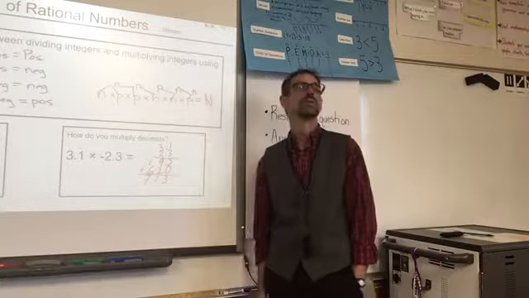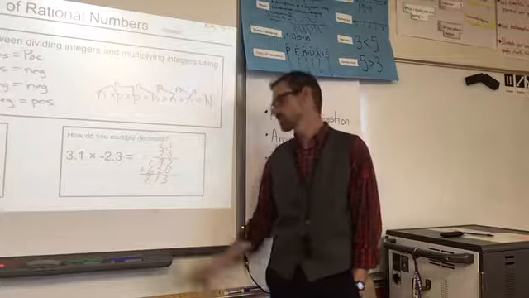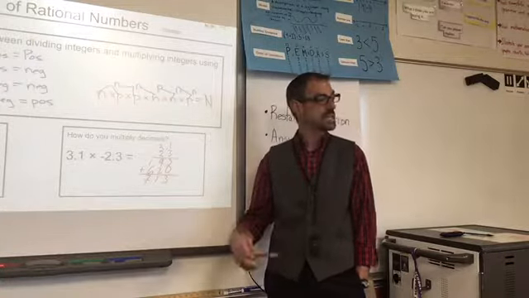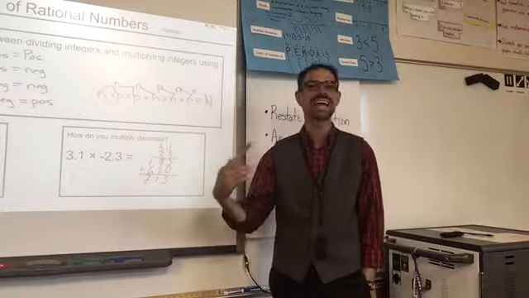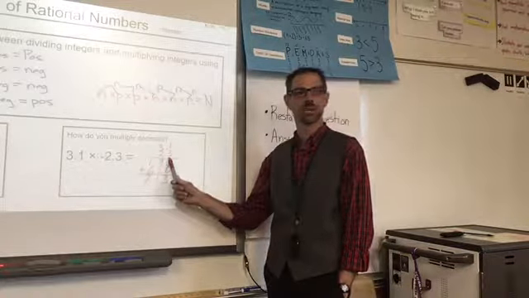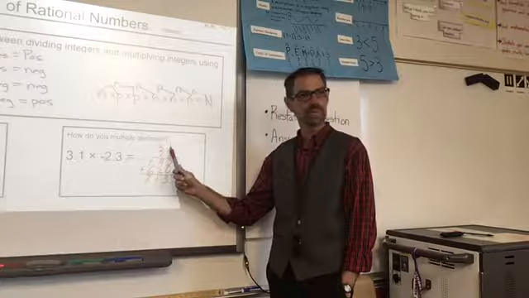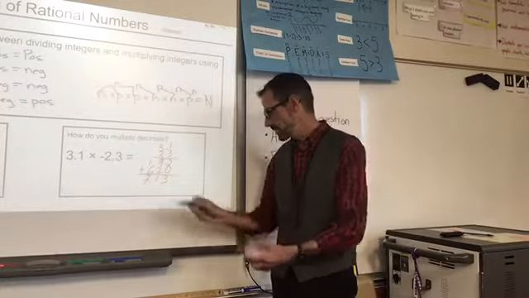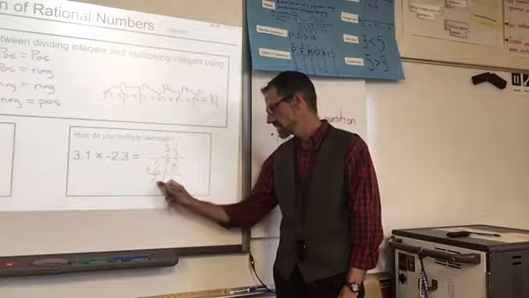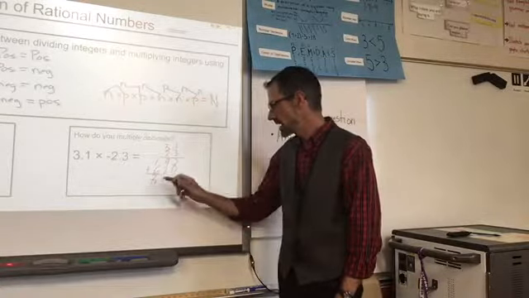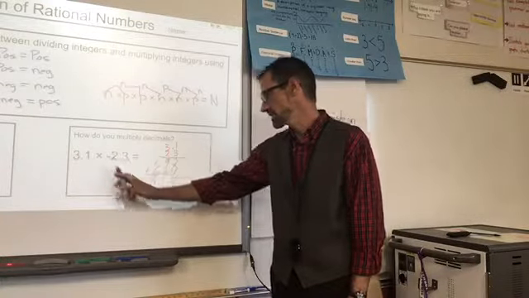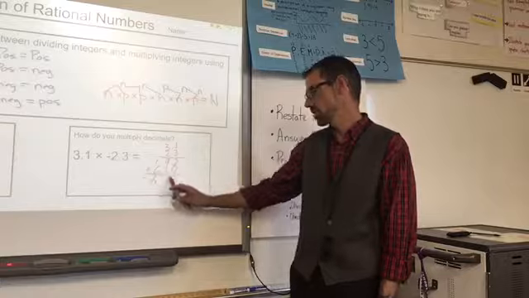Then I get 3. 9 plus 2 is 11, carry the 1, and I get 7. Now, what do I do with the decimals that were here? All I have to do is see how many places are being held by the decimal. There's one place here being held by a decimal, and there's one place here. I add those together, and I move my decimal from the right to the left 2 places, and I would get an answer of, because that's positive and that's negative, negative 7.13.